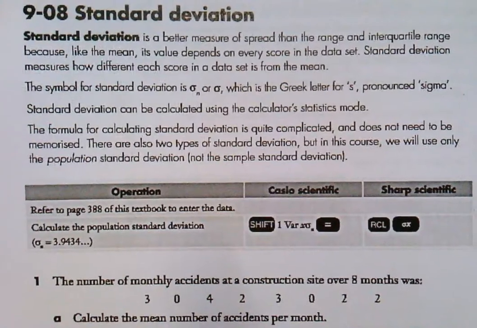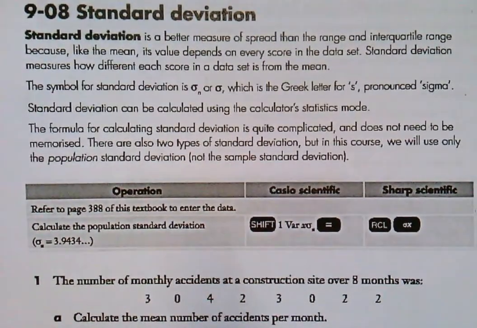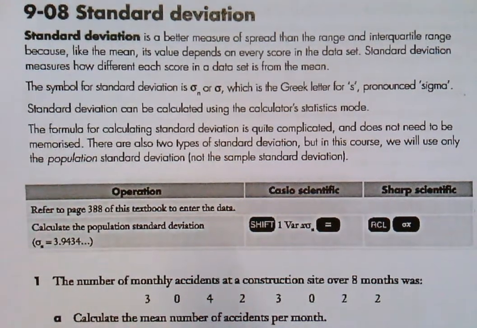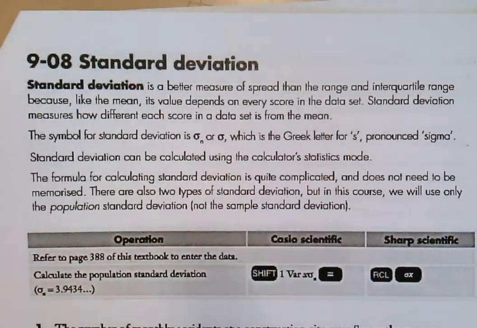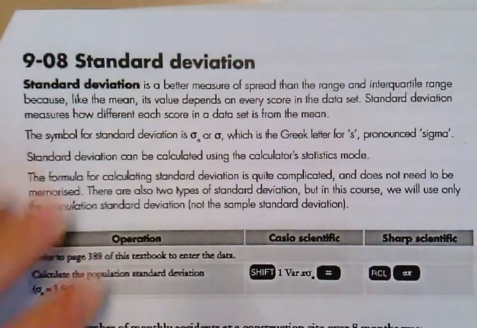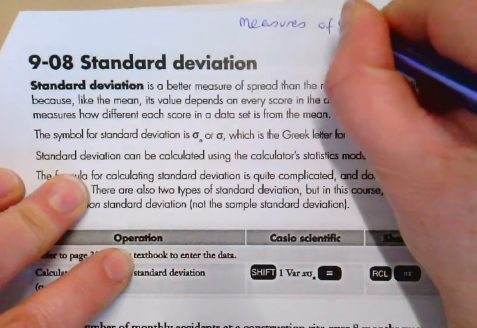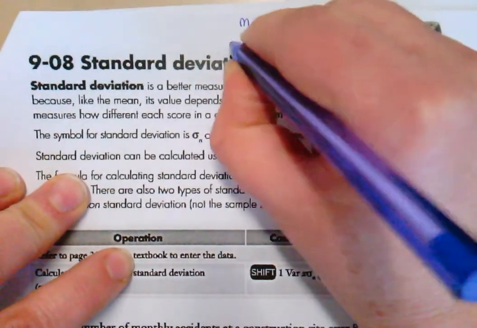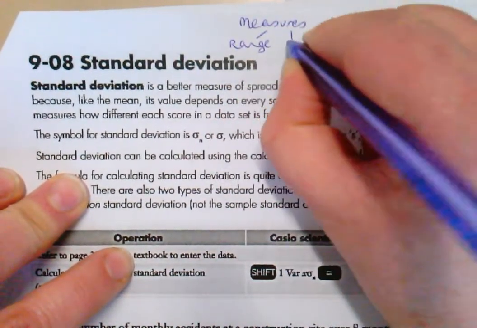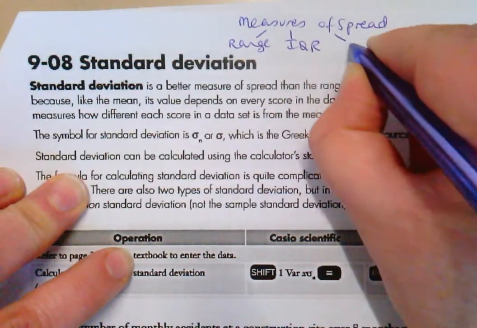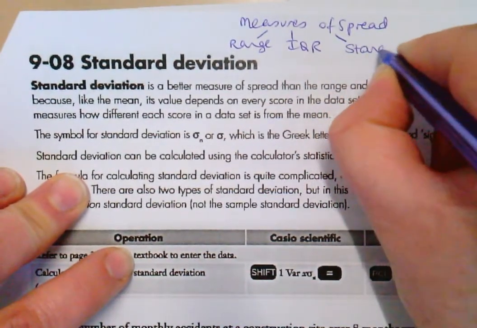Earlier in this topic, we looked at different measures of central tendency or location. They were mean, median, mode. Mean, median, mode tell you where the centre of the data is. But there are three measures of spread. Now, I mentioned this a few lessons ago, and they are range, interquartile range, and standard deviation.